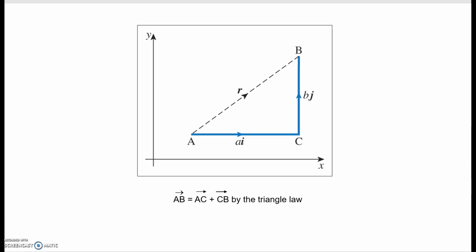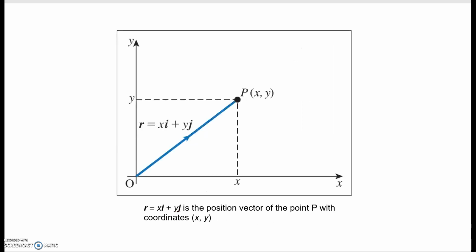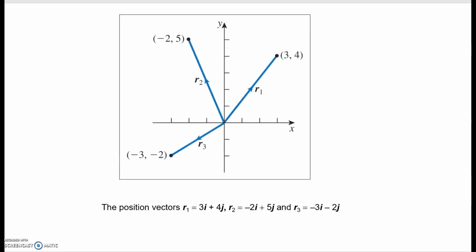So to summarize in more general terms, AB, which is this one, is equal to AC plus CB, so that we can say AB is equal to ai plus bj. Similarly, if we've just got x's and y's, we can talk about r, if that's its name, as being x times i plus y times j. Let's have a look at some examples.